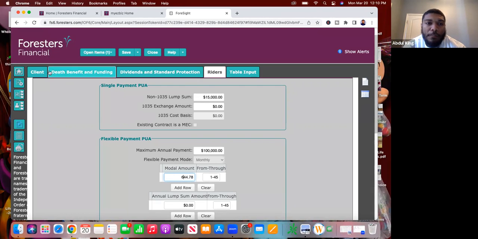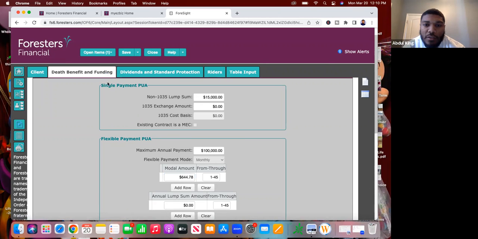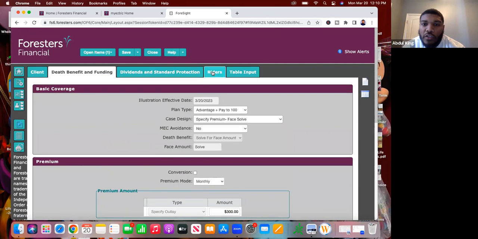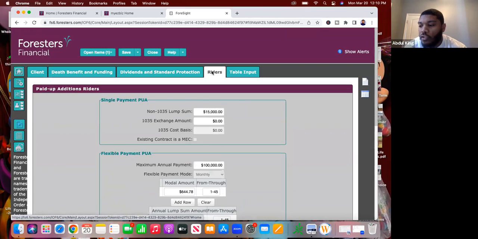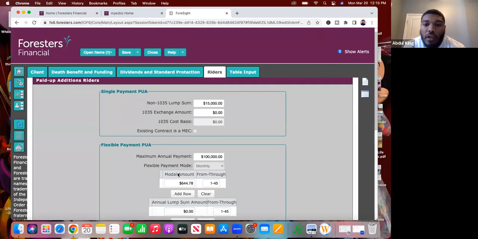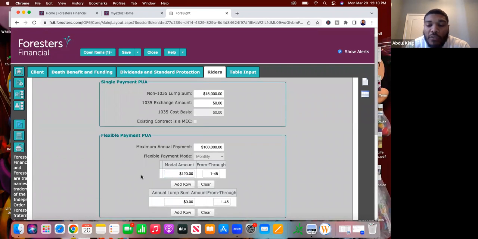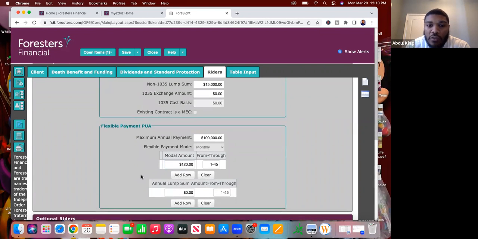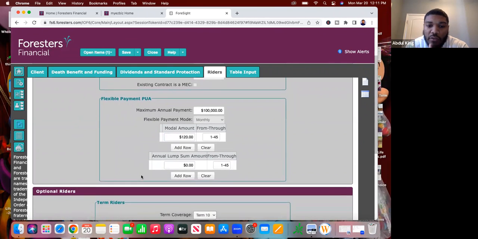I forgot how much I put on here. All right, so 300, 60% of 300. All right, 120. So we're going to have 120 going into here. Now that's 60%. I mean, that's 40% that's going into the flexible PUA. This is the money that automatically goes towards the cash value, right?